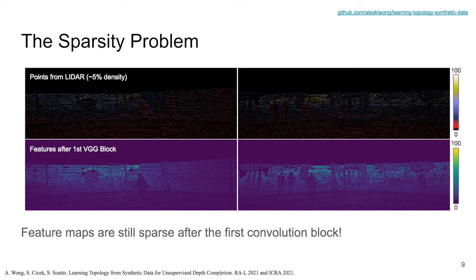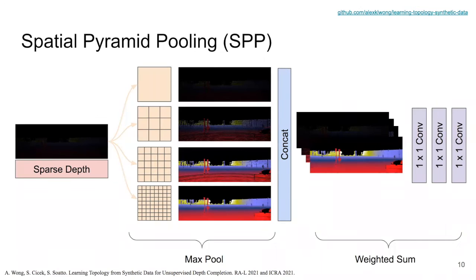sparsity invariant operations. To tackle the sparsity problem, we propose our version of the spatial pyramid pooling, or SPP for short, designed for sparse to dense depth completion. Our SPP module performs max pooling with various kernel sizes to densify the inputs and to capture different receptive fields as shown in the middle block.